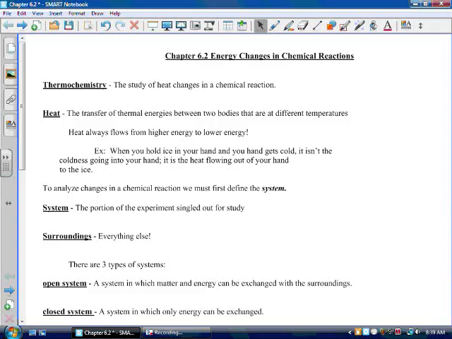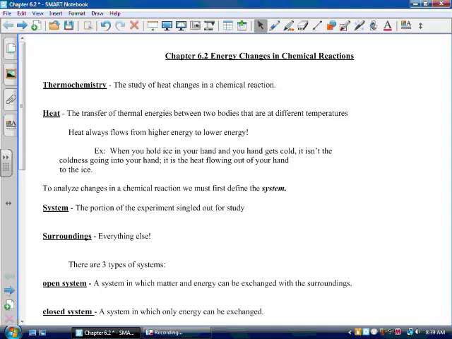In section 1 of this chapter, we talked about the different types of energy, thermal energy being one of them, and chemical energy being another. In this section, we're going to start looking more specifically at how thermal energy relates to a chemical reaction. The whole study of heat in a chemical reaction is called thermochemistry.